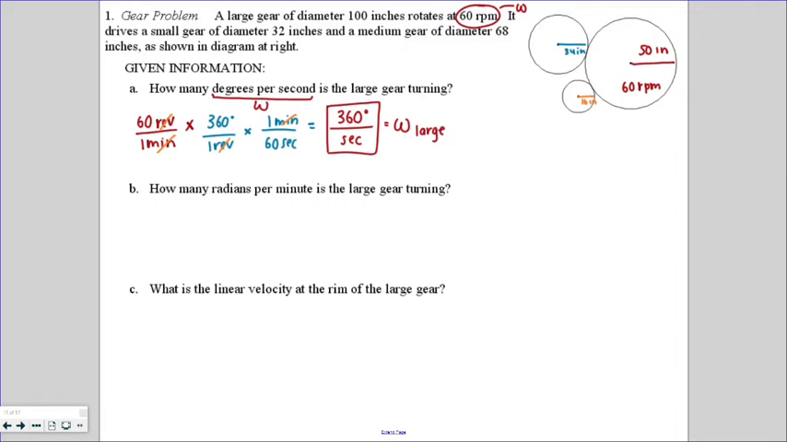All right, next up. How many radians per minute is the large gear turning? Well, again, radians per minute is also an angular velocity. So again, we don't need to use an equation. We're not solving for anything. We're just converting from units to other units.